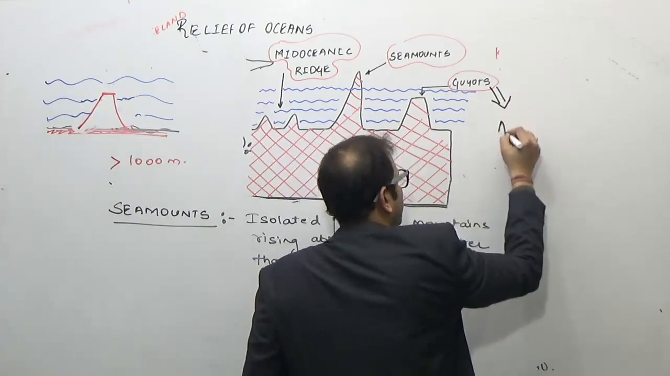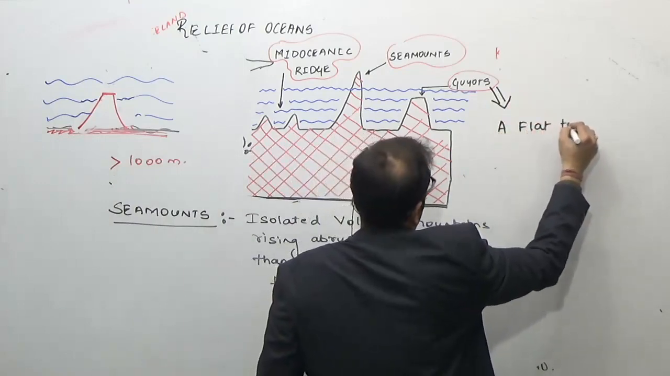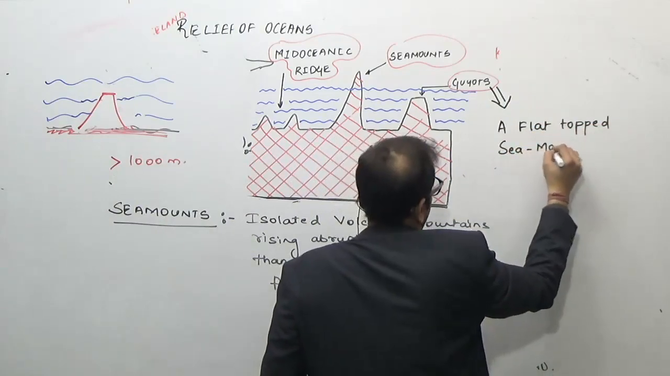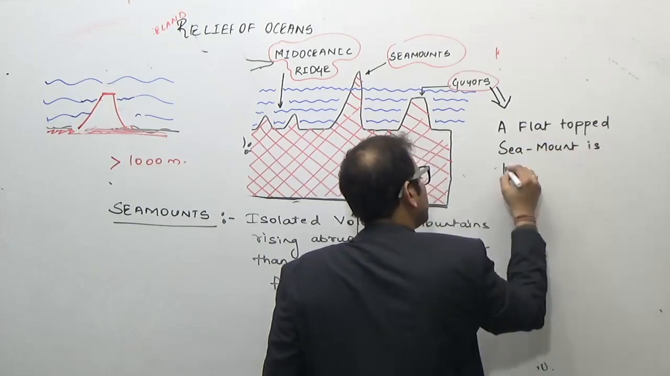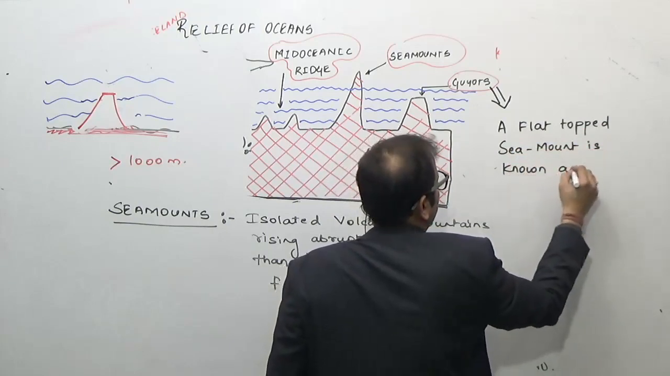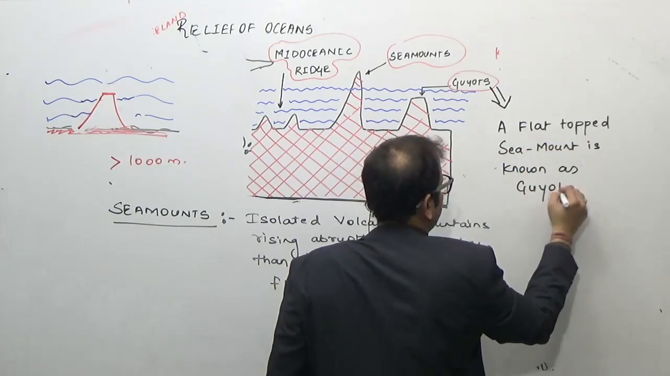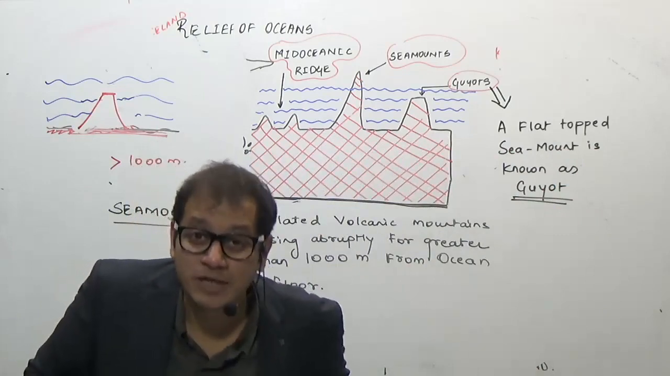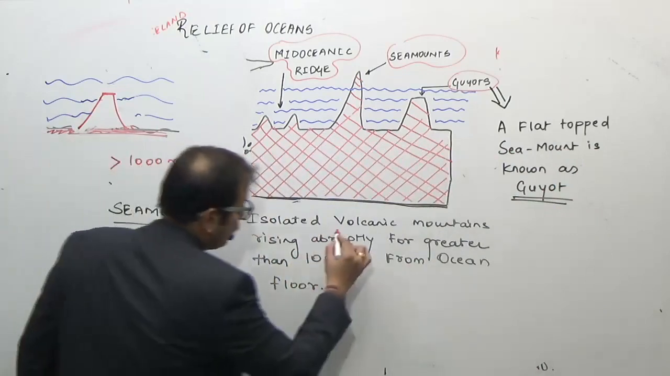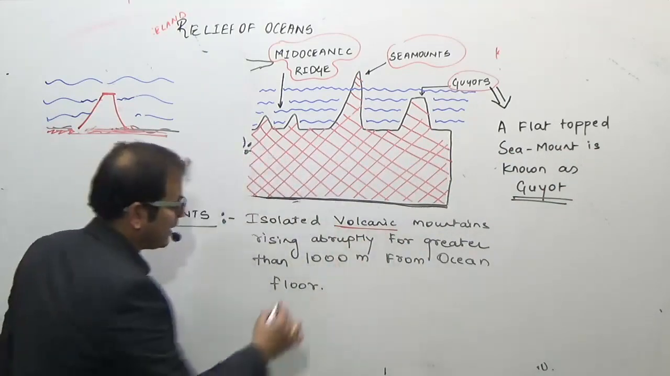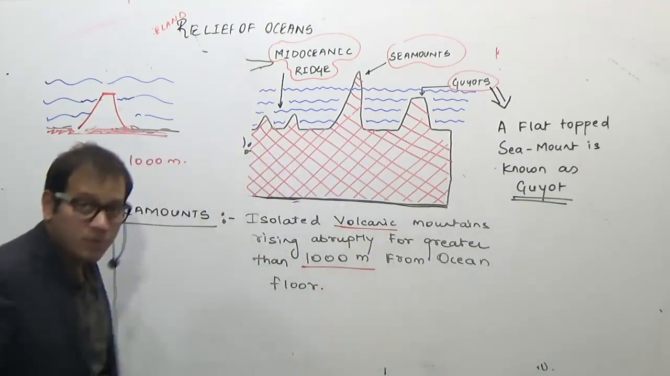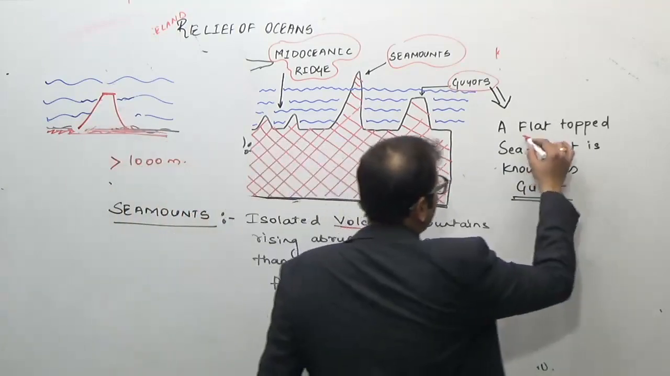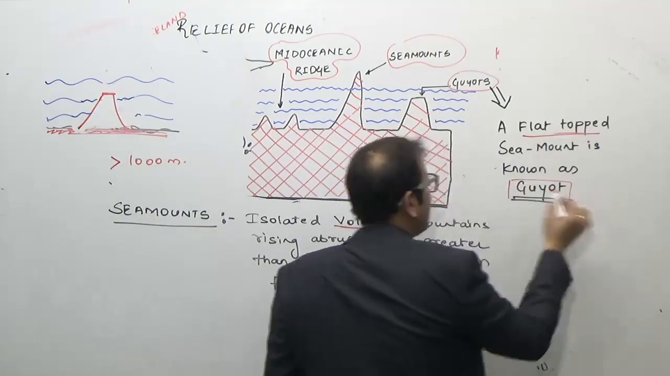A flat-topped seamount is known as a guyot. So what are the keywords you have to remember from an examination point of view regarding seamounts? It is of volcanic origin. The height is greater than 1000 meters, from where? From the ocean floor. If a seamount becomes flat-topped, it is known as a guyot. So flat top means guyot.